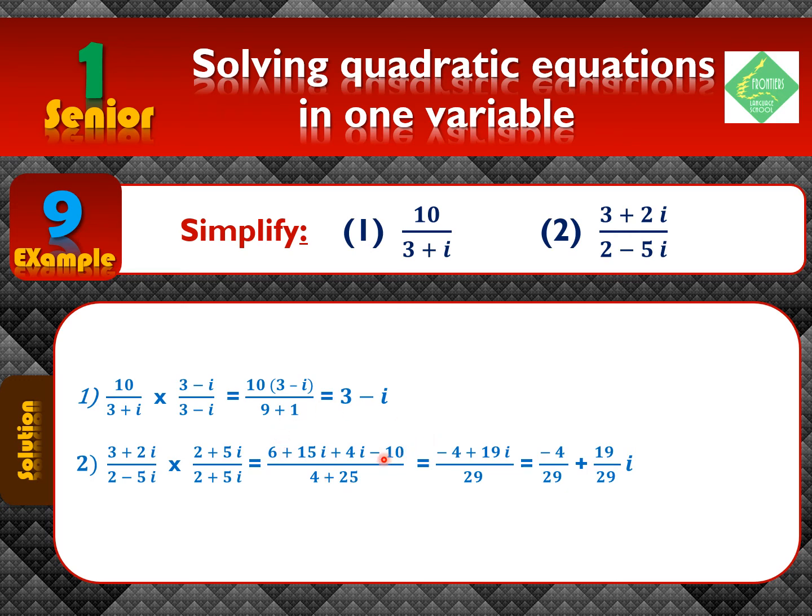Collect like terms together in the numerator. 6 minus 10, I get negative 4. 15i plus 4i equals 19i. In the denominator I have 4 plus 25 which is 29.